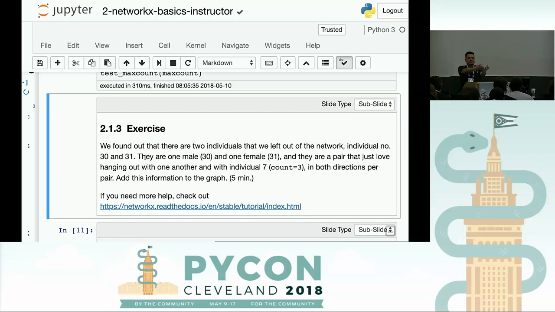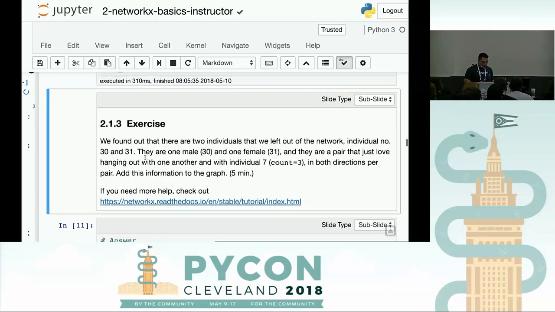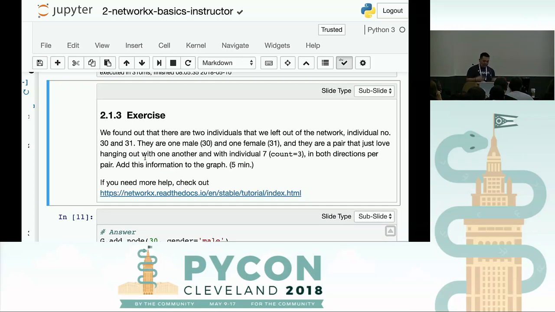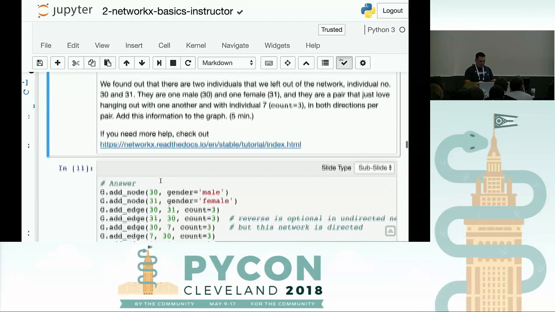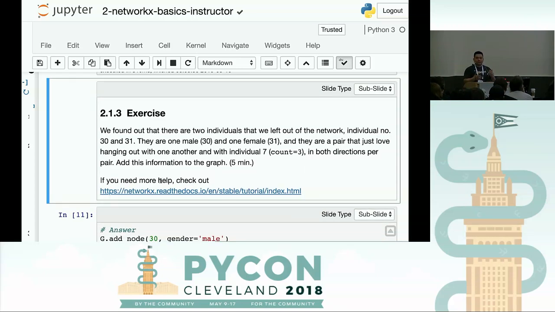Now, there's another thing that's really important. You might be given some graph data, and you might also need to modify that graph data by adding nodes, because there were some missing data. So this is a little bit about the NetworkX API. We found out that there are two individuals that were left out of the network, individual number 31 and 30. They're one male, one female, and they just love hanging out with individual 7. So let's add this information to the graph. If you need some help, what I've given you is a starter piece of code that you can use inside the student notebooks. Follow that programming pattern, and you'll be fine.